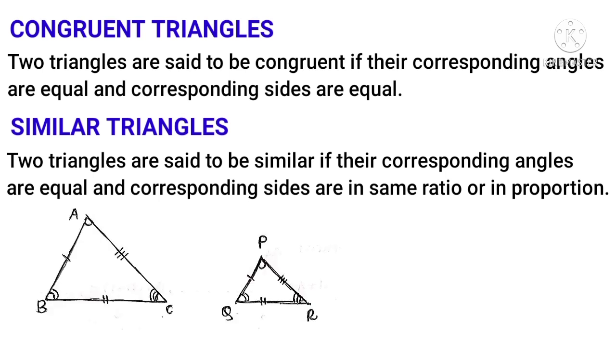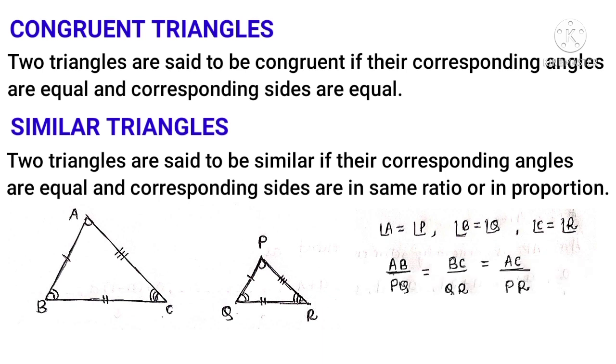Here, the areas of congruent triangles are always equal, whereas the areas of similar triangles may or may not be equal. Let us consider the two triangles ABC and PQR. Here, angle A is equal to angle P, angle B is equal to angle Q, and angle C is equal to angle R. And also, AB divided by PQ is equal to BC divided by QR is equal to AC divided by PR. And hence, the two triangles are similar.